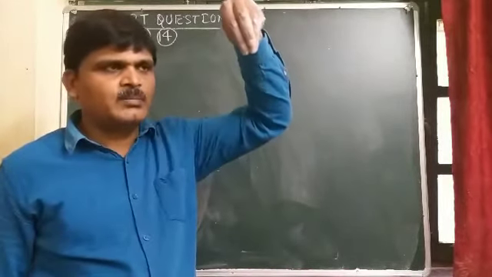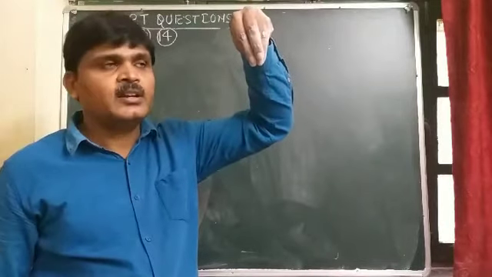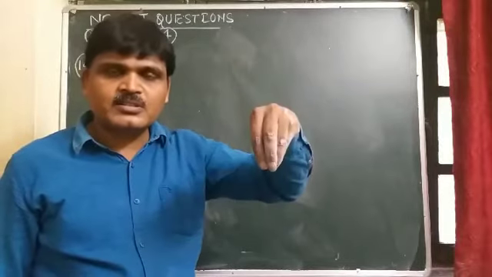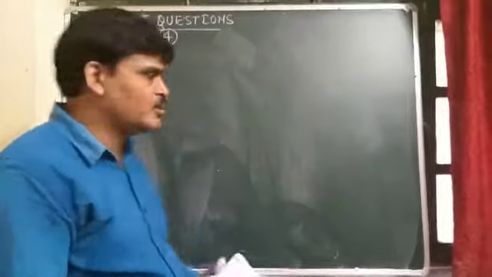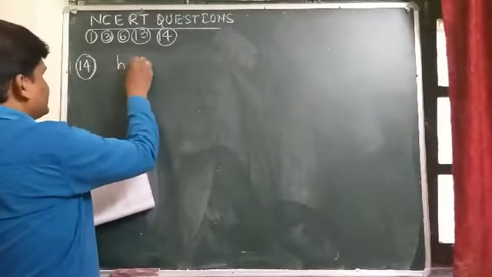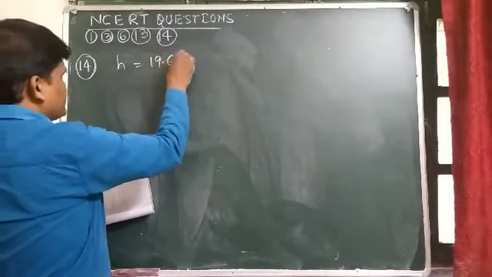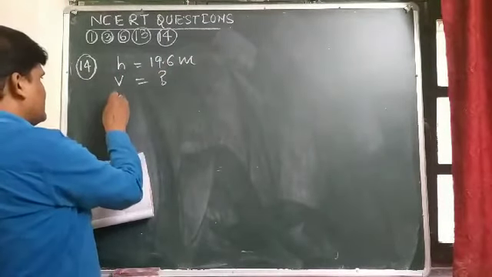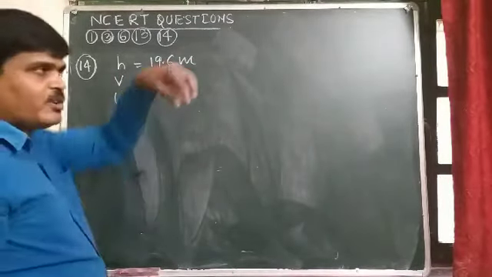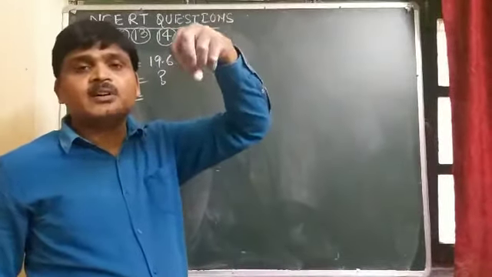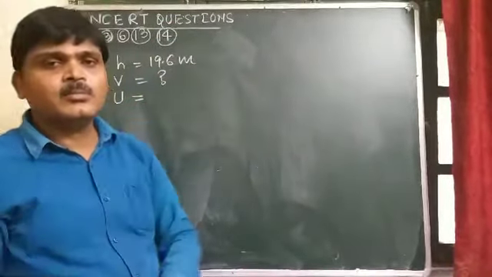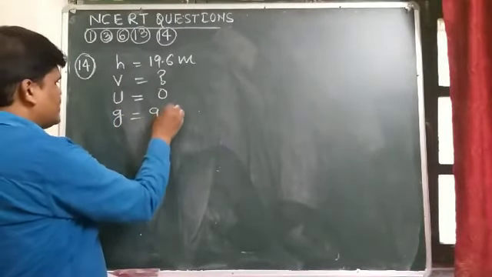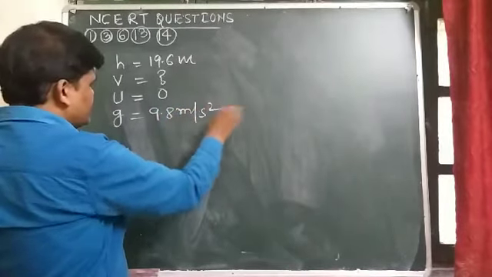So the stone is dropped from a height of 19.6 meter, and we have to find the velocity acquired by the stone just before touching the ground. So student, h is given as 19.6 meter, and we have to find the velocity. When the object is dropped from a certain height, it is a condition of free fall. It means the initial velocity of the ball is 0, and g is taken to be 9.8 meter per second square.